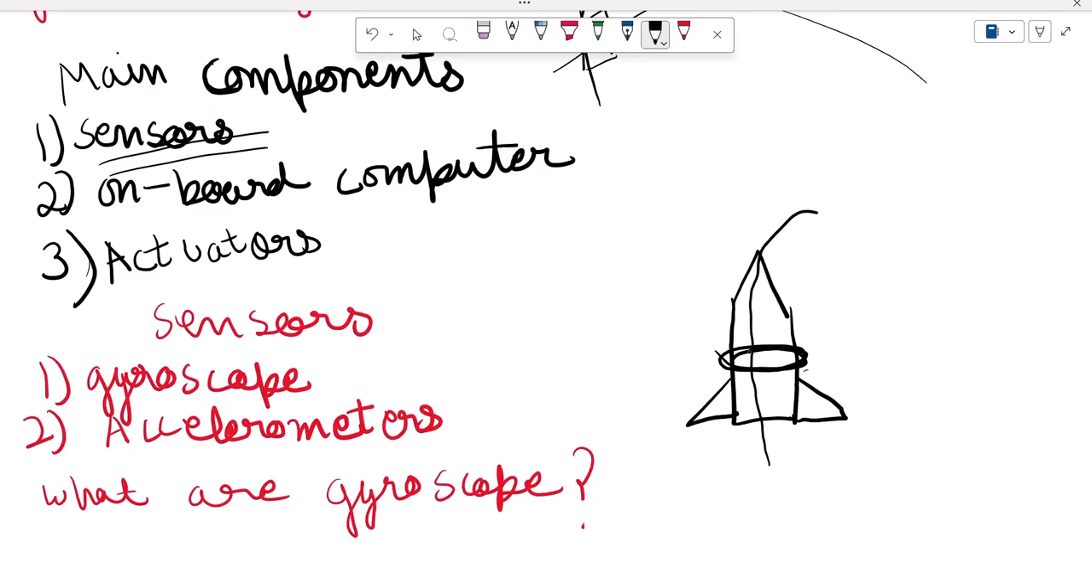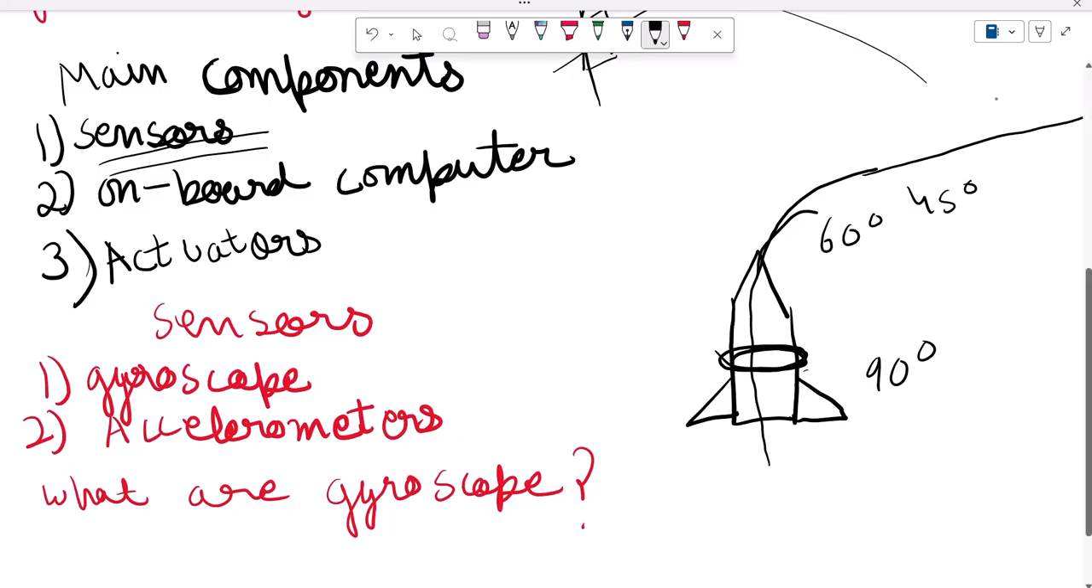This is one axis. Suppose this axis is at 90 degrees, and after traveling a certain distance, it will bend to 60 degrees, 45 degrees, and it will go like this in space. So it will measure the angular velocity at multiple axes, and it also executes turns.